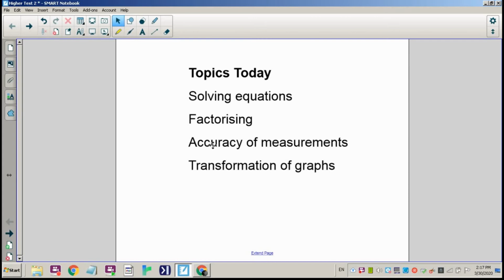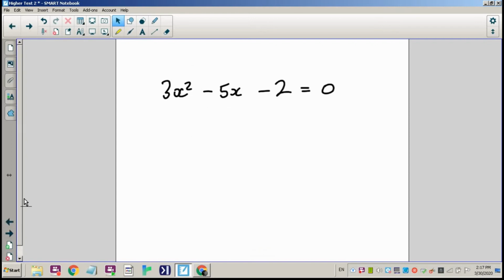Right, let's go and look at the topics that come up in the first half of Higher Test 2. Solving equations. Here you go. Let me just check that this looks like it'll probably have a whole number solution. So let's change that to minus 7. Okay. Now, being a calculator paper, all we have to do is change this.